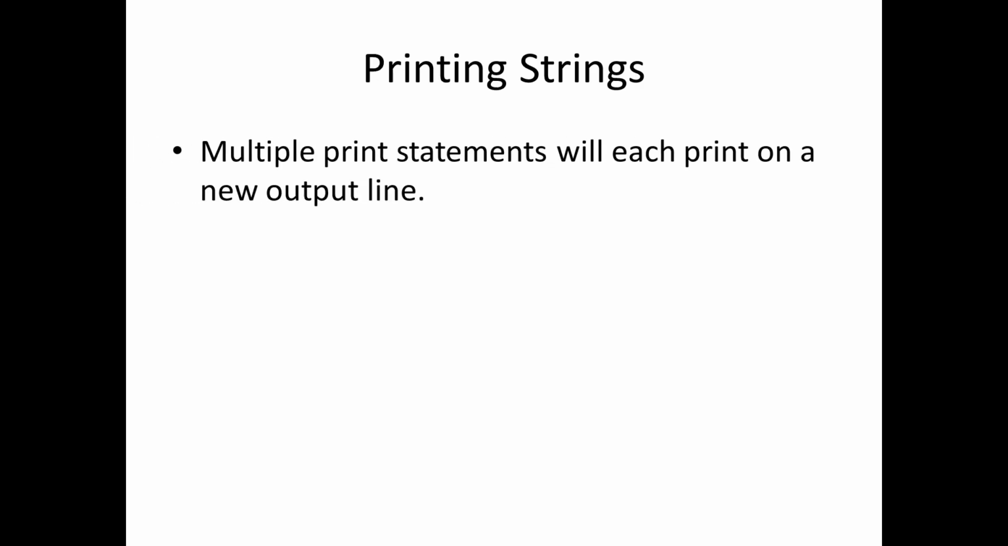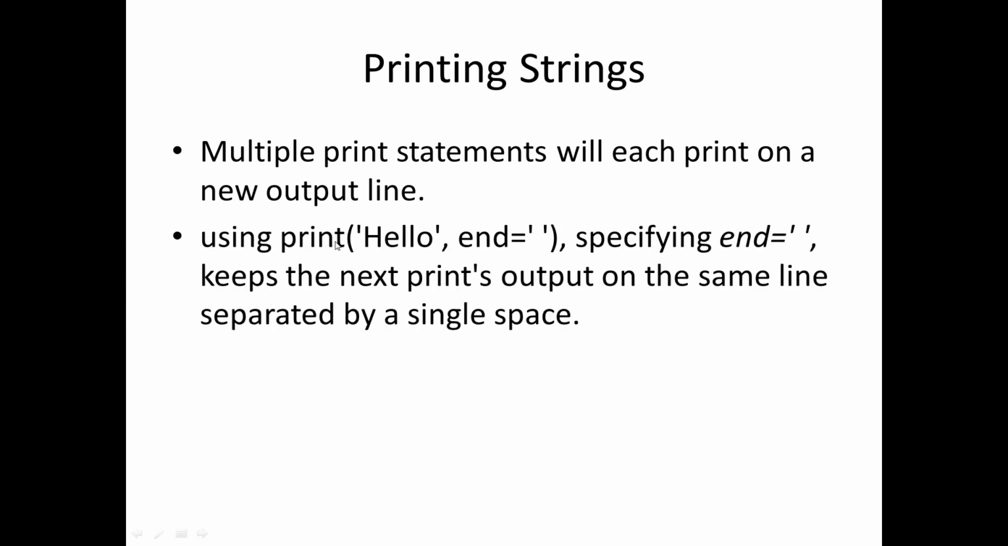If we want to print a string, there's several ways we can do it. The first way is to use multiple print statements. Each one of them will print on a new output line. And then we can also format that printing a bit by using this end statement here. So if we want to print the word hello and we want what follows it to be on the same line, we would simply append end equals quote mark, quote mark. Specifying this keeps the next line's output on the same line as this one, separated by a single space.